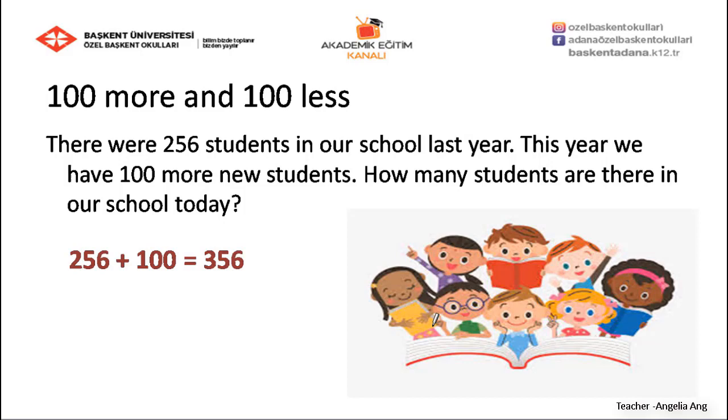100 more and 100 less. There were 256 students in our school last year. This year we have 100 more new students. How many students are there in our school today? 256 plus 100 equals 356. There are 356 students in our school today.